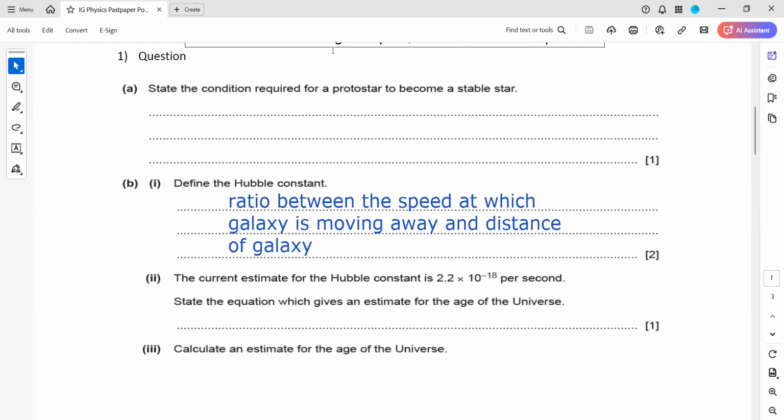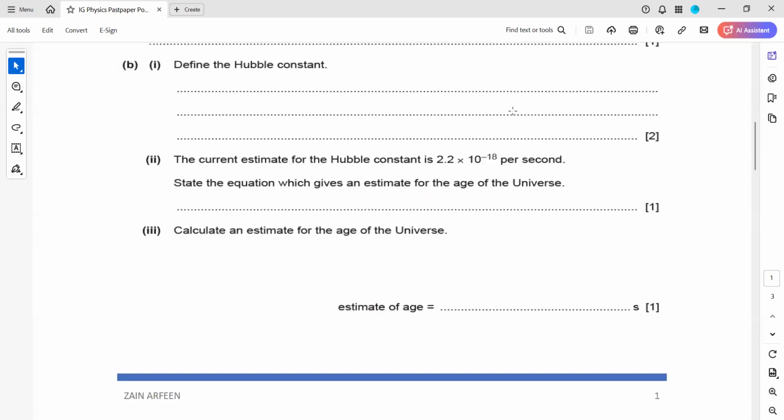The current estimate for the Hubble's constant is 2.2 into 10 to the power minus 18 second inverse. State the equation which gives the estimate age of the universe. The age of the universe is always the reciprocal of the Hubble's constant, 1 over H naught. You can write it symbolically or in words, it's fine. So the age of the universe is the reciprocal of the Hubble constant.